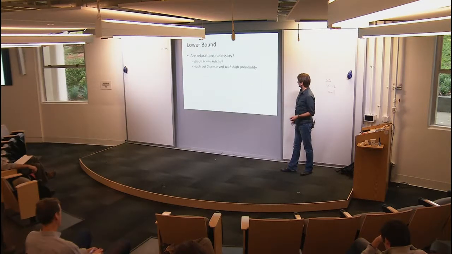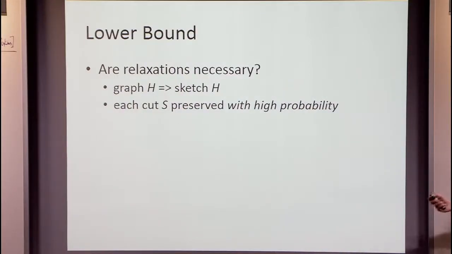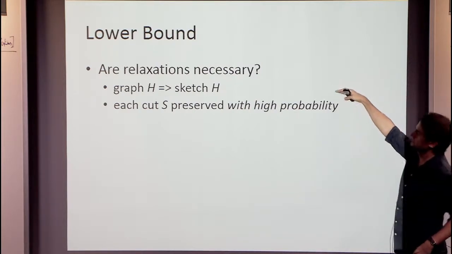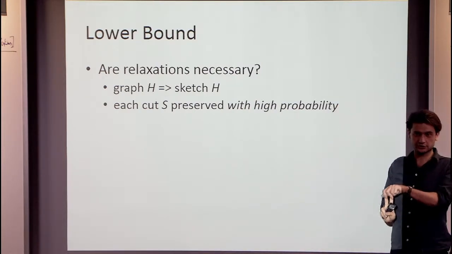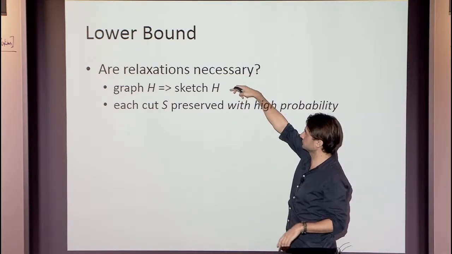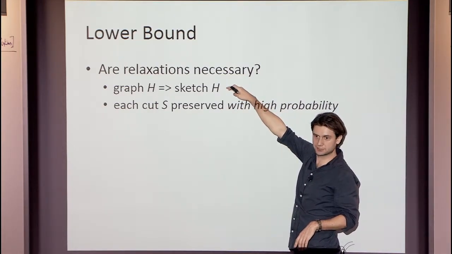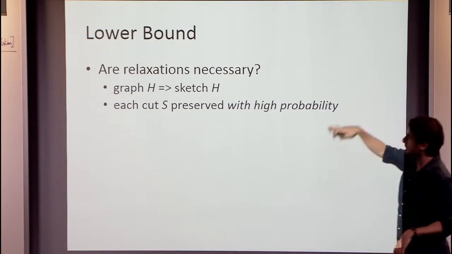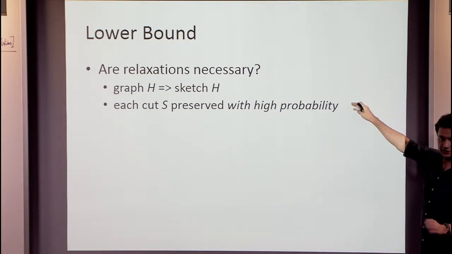Okay, lower bound. So let me show the principle of a lower bound at least. Before stating the actual theorem, the question that should be asked: we had two relaxations. Are these relaxations necessary? What were the relaxations? One is that instead of a graph H, we're using a sketch H, so it's a data structure. Part two is that each cut S is preserved with high probability. Are both of these necessary?